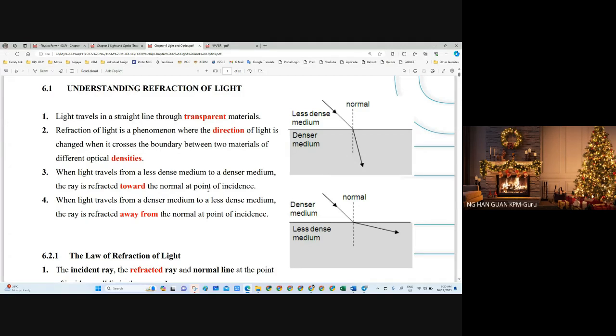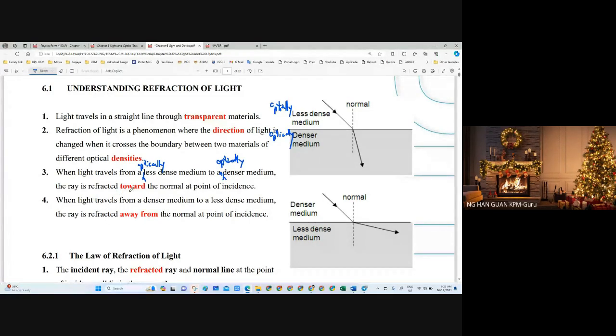So when the light travels from the optically less dense medium into an optically denser medium, please add these terms here, sorry for the mistake. Same also for the diagram here, so add the terms optically less dense medium, optically denser medium. I had forgotten to edit that.